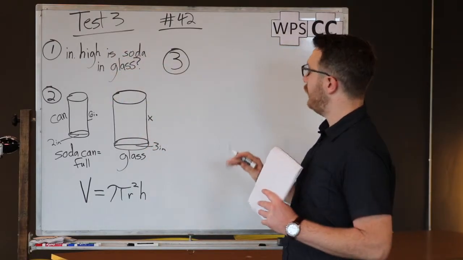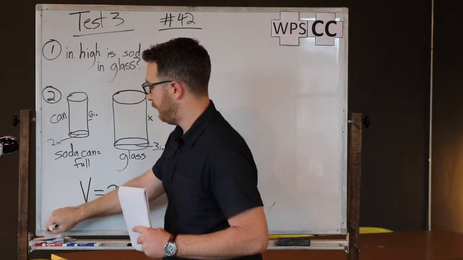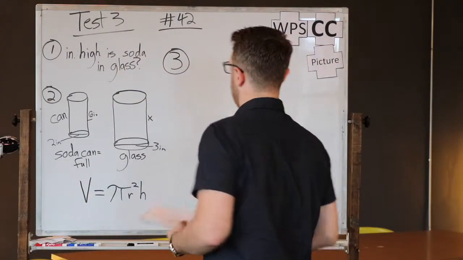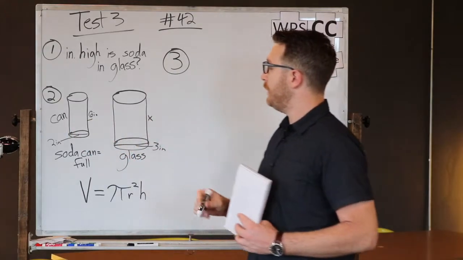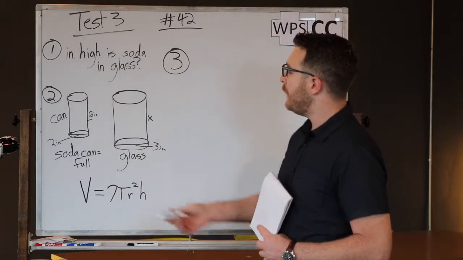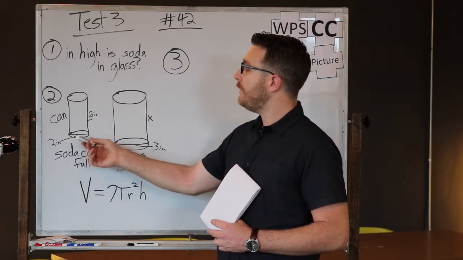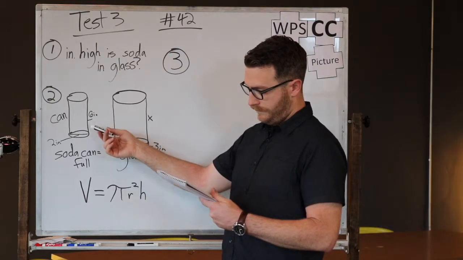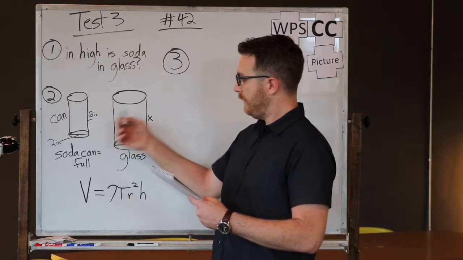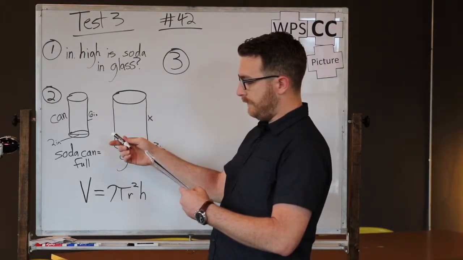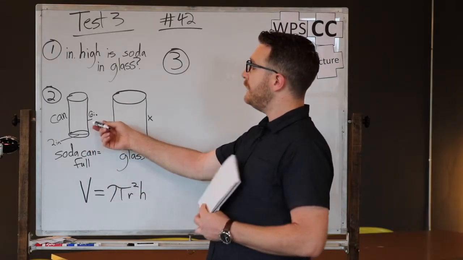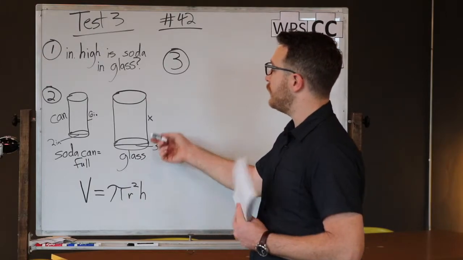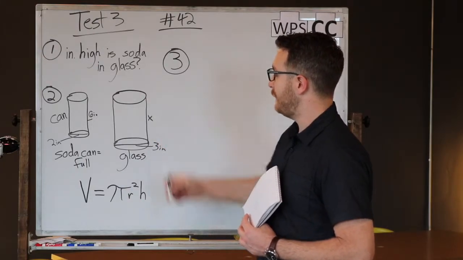Now, I went ahead and drew a picture. Let me slap that up here too, because drawing a picture of this makes it a little bit easier as well. I liked having both of those. If that helps you, you can do it too. And we know that the can has a 2-inch diameter and 1-inch radius and then a 6-inch height. And the glass, we know its radius is 3 inches, but we do not know its height.